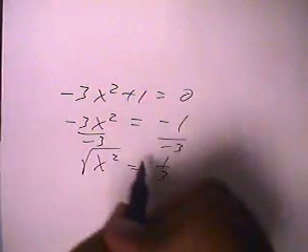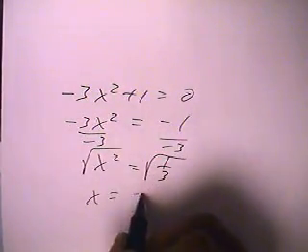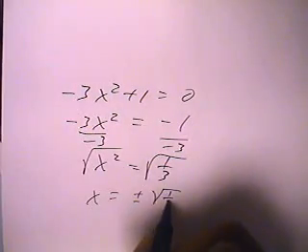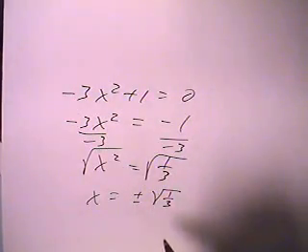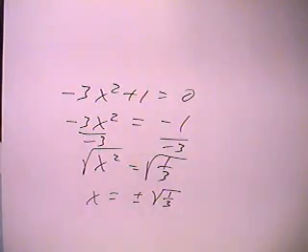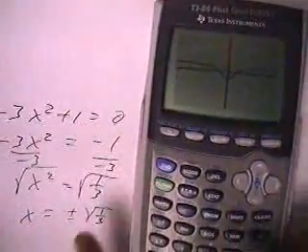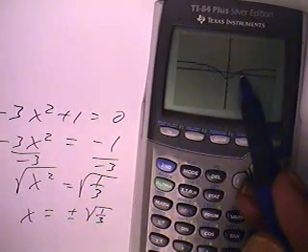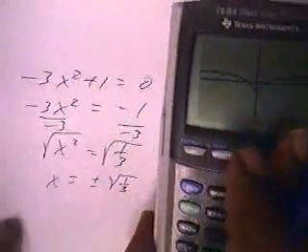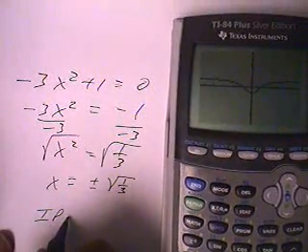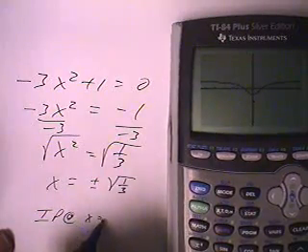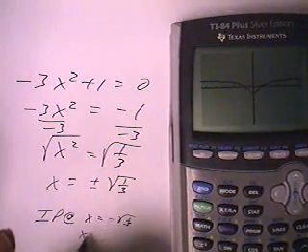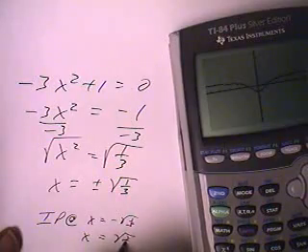From there, I'll take the square root of both sides, and I'll get x equals plus or minus the square root of 1/3. That represents the points on both sides here. On this side, we have the negative square root of 1/3 at the inflection point, and we have another inflection point here at the positive square root of 1/3. So there are inflection points at x equals the negative square root of 1/3 and x equals the positive square root of 1/3.